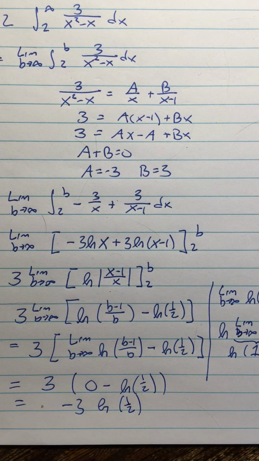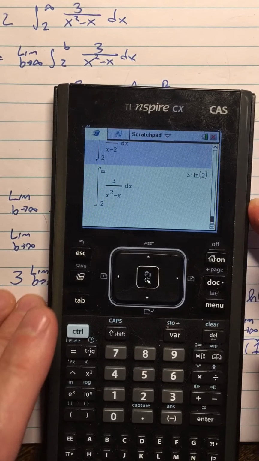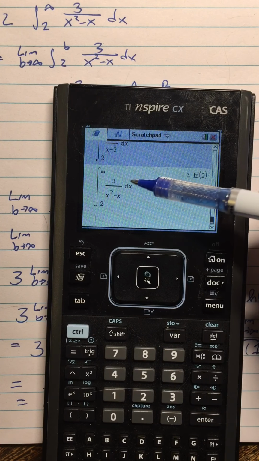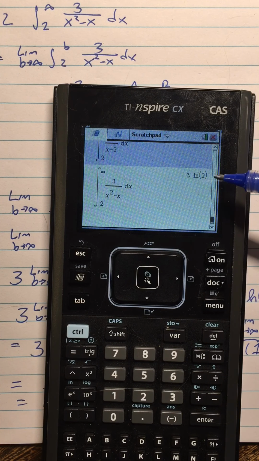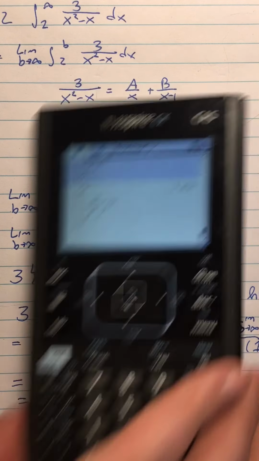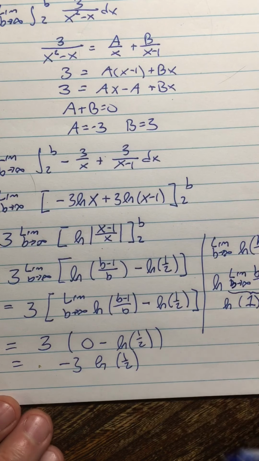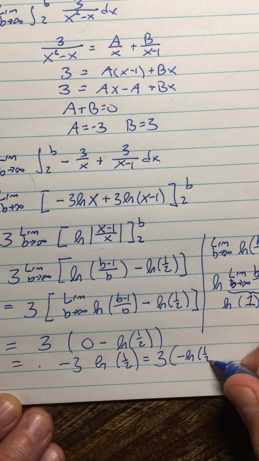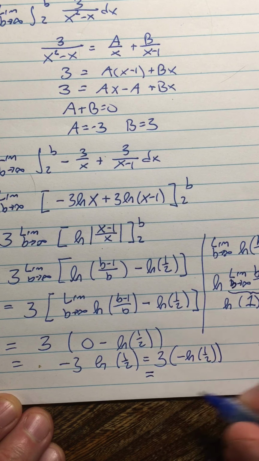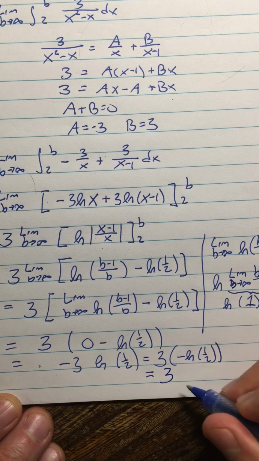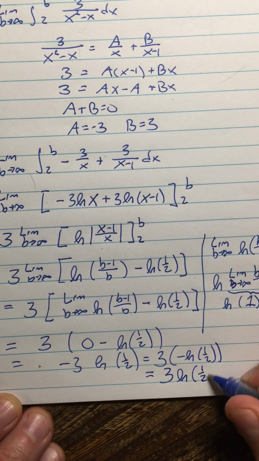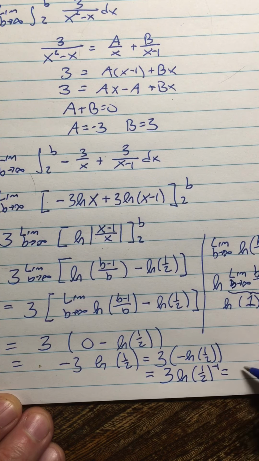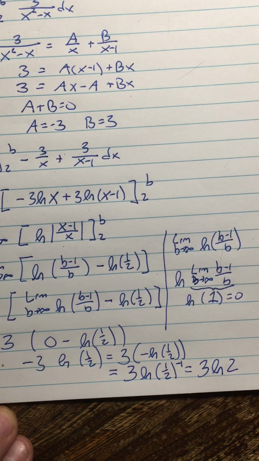All right, now, if you have a nifty calculator like this one, you can just put into it the integral from 2 to infinity of 3 over x squared minus x, and it tells you the result is 3 ln 2. All right? So did I get it wrong? No, because this is equal to 3 times negative ln of 1/2, which is equal to, I can put the negative 1 up as an exponent, 3 times ln of (1/2) to the negative 1 power, and (1/2) to the negative 1 power is 2, so it's 3 ln 2.